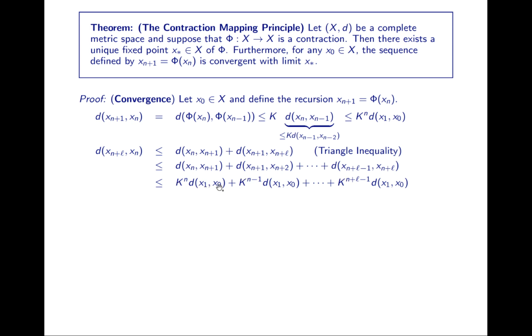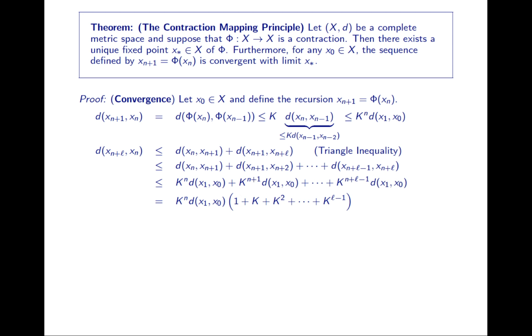Of course, the distance between x1 and x0 is common in all. I can factor it out. I can also factor out a k to the n. By the way, that's a typo. That should be n plus 1 following the structure of my bound. Let me go ahead and fix that. There we go. It's fixed. So I have k to the n times the distance between the original point and the first iterate times the sum of 1 plus k squared plus all the way up to k to the L minus 1.